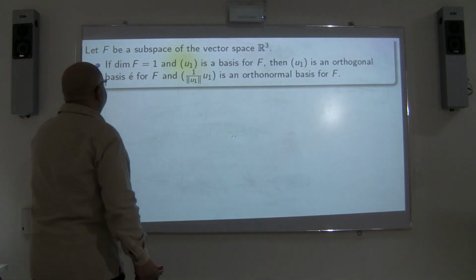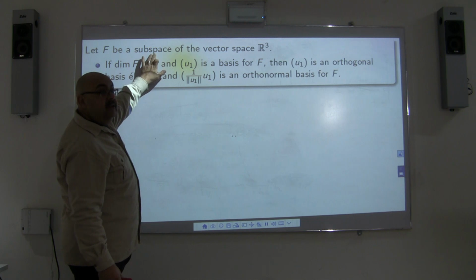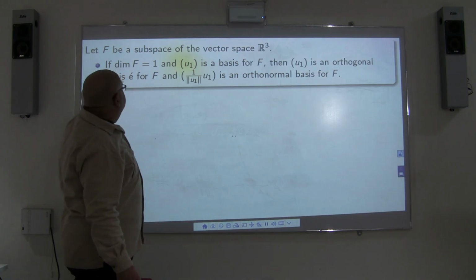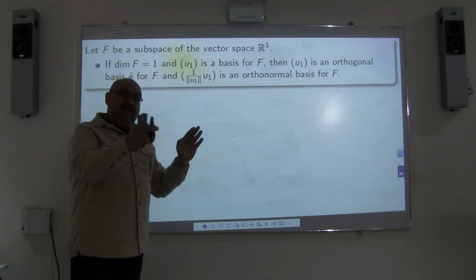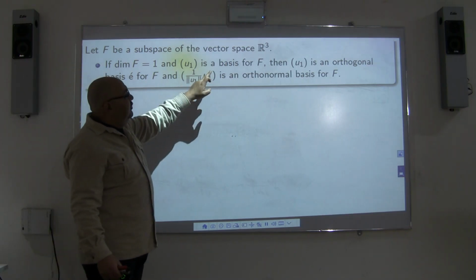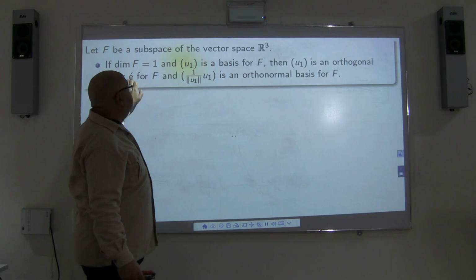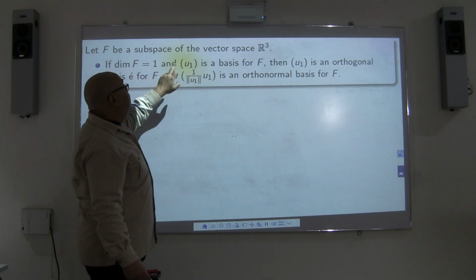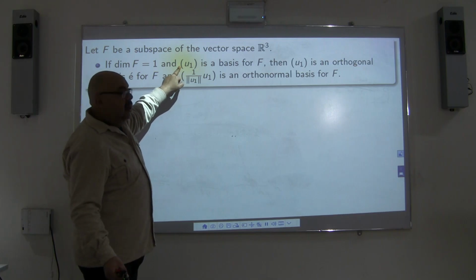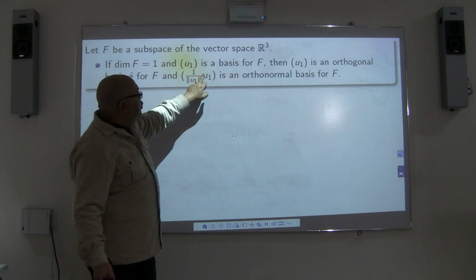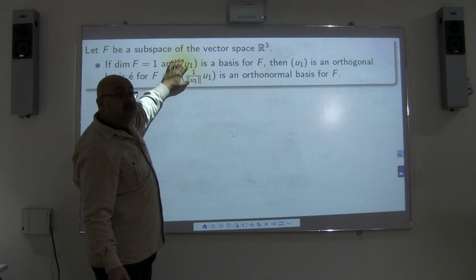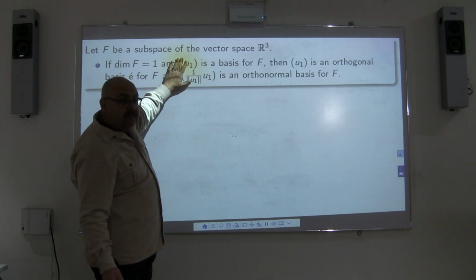Okay, so now once more, let F be a subspace of the vector space R3. If the dimension of F is 1, which means I will have a subvector space but the basis is one vector, just only one vector, then U1 is an orthogonal basis for F. The vector is orthogonal by itself, orthogonal to itself. And it is orthonormal if you divide it by the magnitude of this vector. This is how to get a subvector space orthogonal and orthonormal directly.